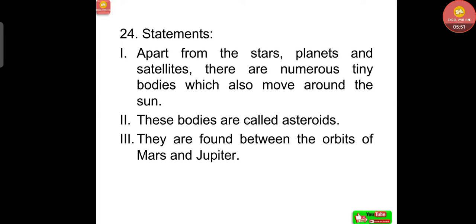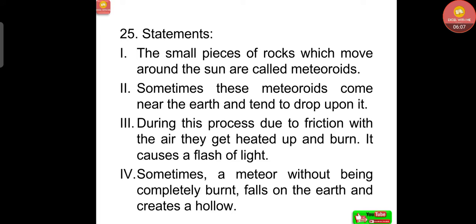Now statements: apart from the stars, planets and satellites, there are numerous tiny bodies which also move around the sun. These bodies are called asteroids. They are found between the orbits of Mars and Jupiter. All the three statements are correct. Now let's see other statements.